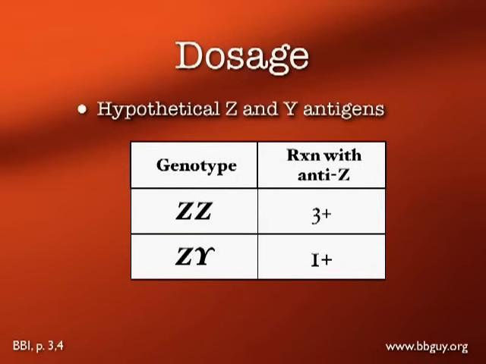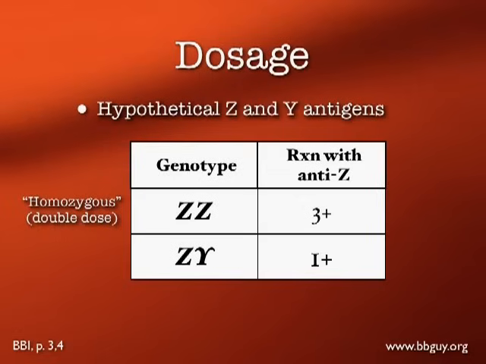Dosage is an important term for you to understand. We're going to mention it a couple times as we go through the different blood groups, so let me just hit it here quickly. Imagine that we have a fake blood group called the ZY blood group, and in that ZY blood group, you have obviously two different alleles. You have the Z allele and the Y allele. So if the individual on the top of this slide is homozygous for the Z gene, in other words, their genotype is ZZ, and you react their red cells with anti-Z, you get a strong reaction.